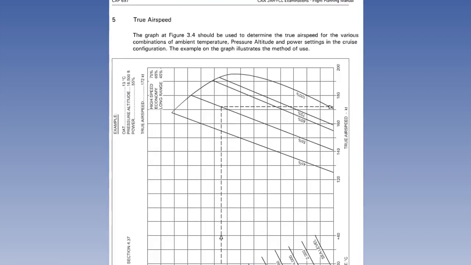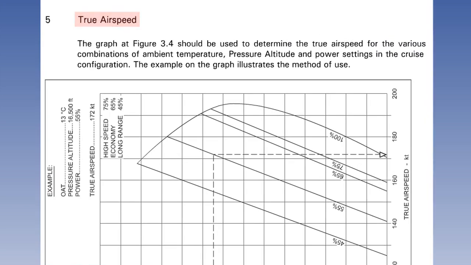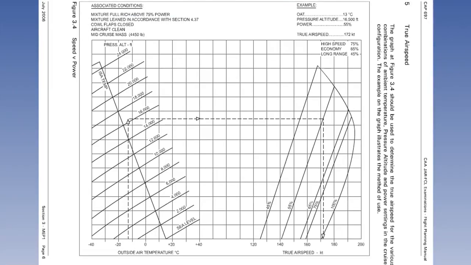One of the factors required to convert nautical air miles to nautical ground miles is the aircraft's true airspeed. To find the true airspeed for a given cruise altitude and power setting, enter the graph with the cruise outside air temperature and go vertically up to intercept the pressure altitude line. From here, go horizontally to intercept the appropriate power line, and then vertically down to read off the true airspeed.